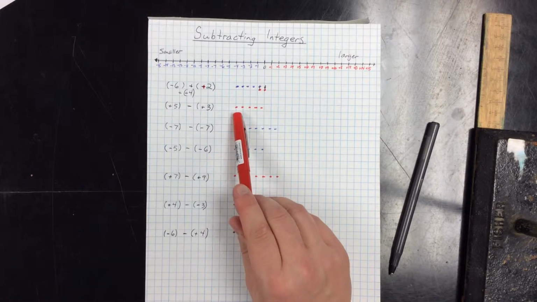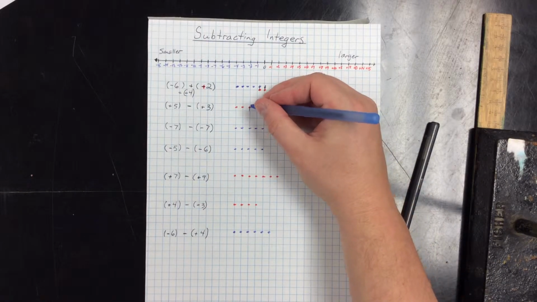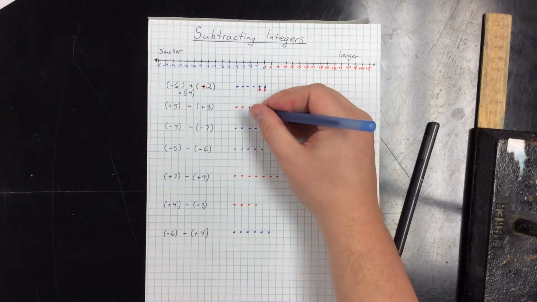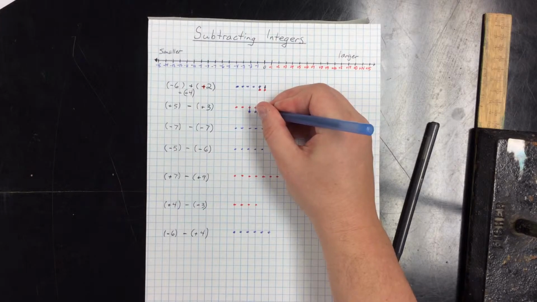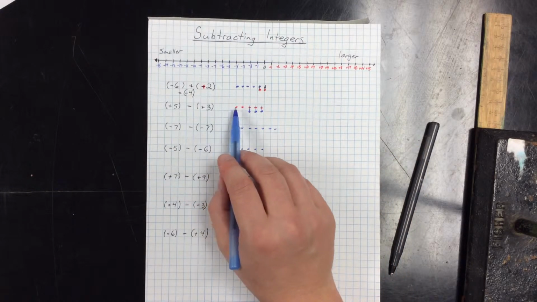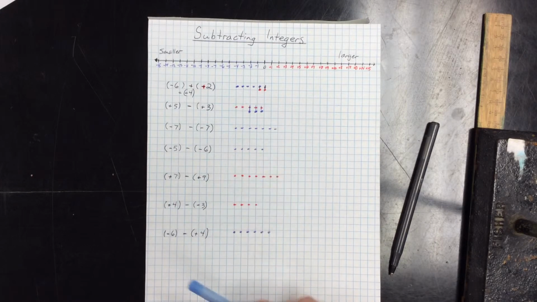Alright, so I have 5 positives, and I'm going to take away 3 of them. I'm going to get rid of 3. 1, 2, 3. Again, we remember that's the same as giving them their opposite, giving them a negative 3. So in this case, I've got 5 positives, but I got rid of 3 of them. What am I left with? I'm left with positive 2.